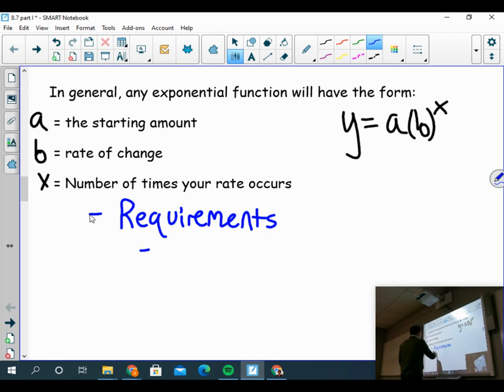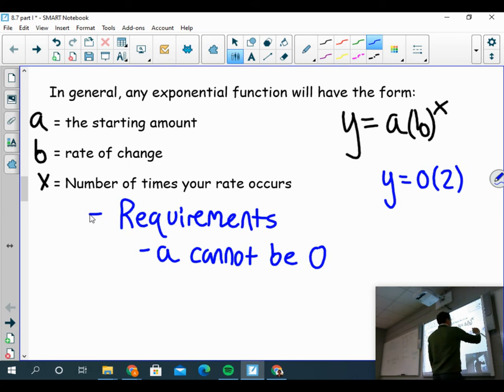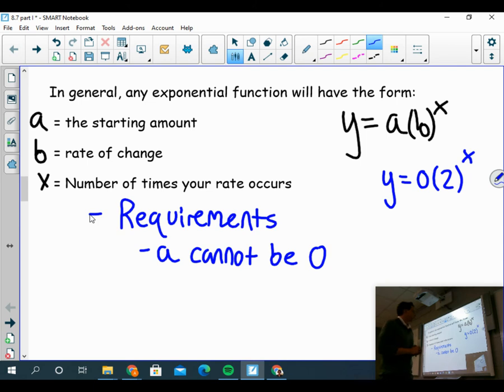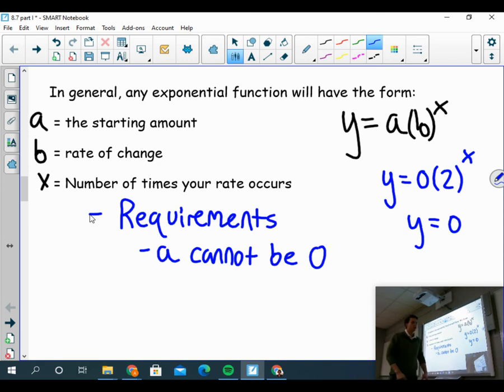in particular, a cannot be zero. Okay? A cannot be zero. And why is this the case? Well, if theoretically you had an exponential function like this, it would not be an exponential function, because what would happen is no matter what x turned out to be, no matter how many times your rate of change occurred, you're going to have 2 to that power and you're going to get some number. When we multiply that value, 2 to the whatever exponent, by 0, you will just end up with 0, because anything times 0 is 0.